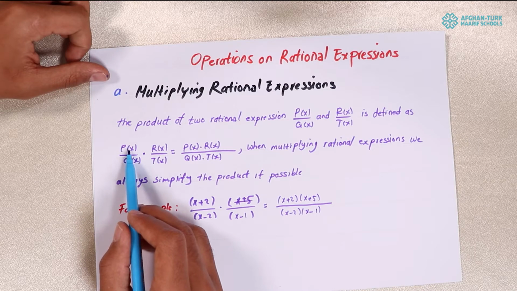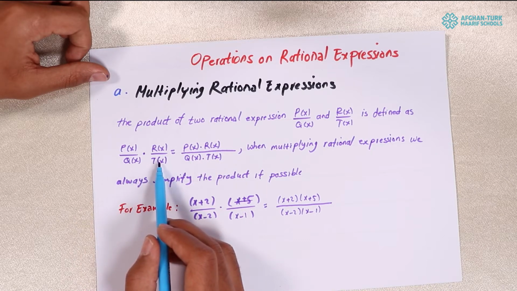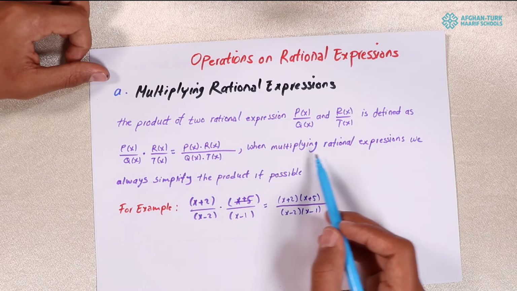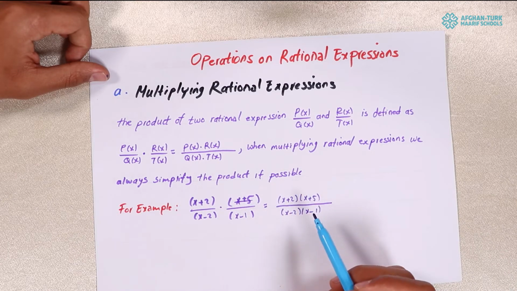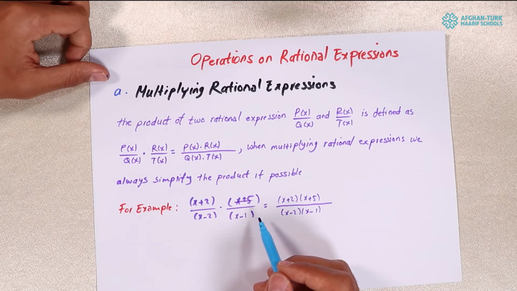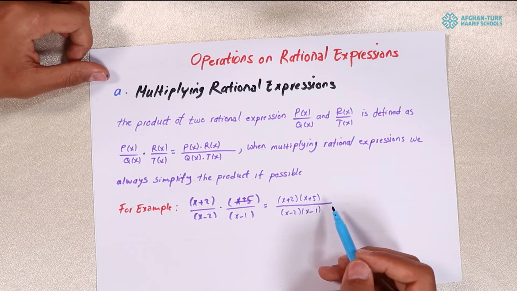It means numerator times numerator, p of x times r of x, and denominator times denominator, q of x times t of x. When multiplying rational expressions, we always simplify the product if possible. It means after multiplying, if we have a common factor, or if it is factorizable, then we factor, and after that we simplify it.